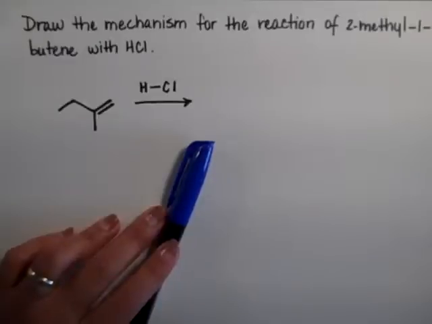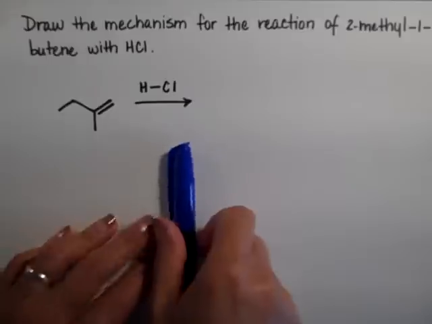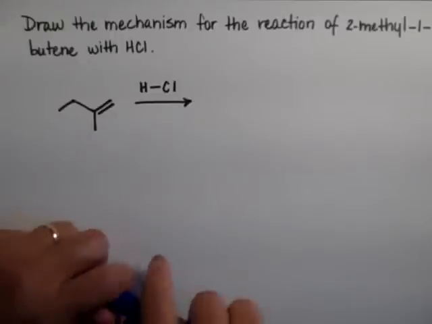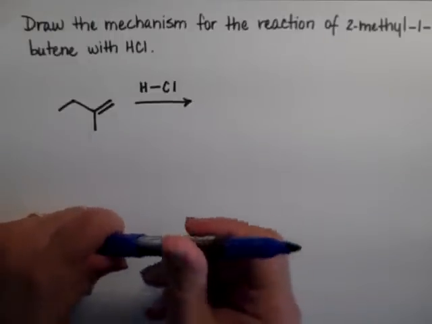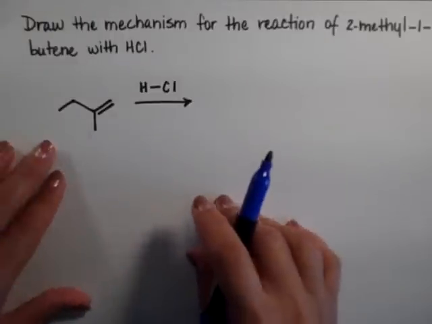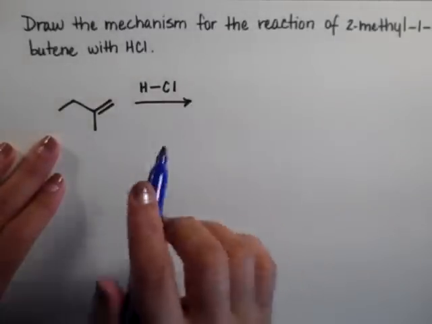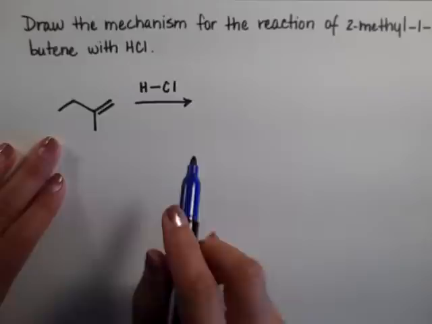We're going to draw the whole mechanism for the reaction of 2-methyl-1-butene with HCl. It's going to be the same mechanism if you do it with HBr or HI. So the first step of the reaction, following the arrows very clearly, negative attacks positive.